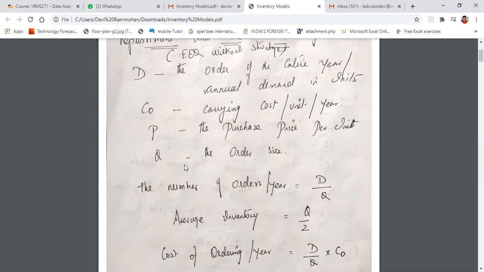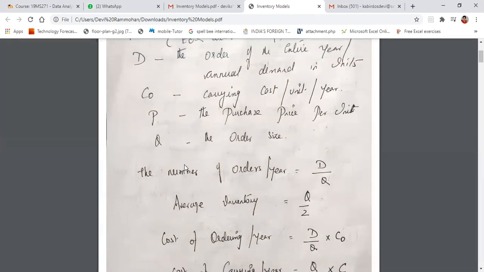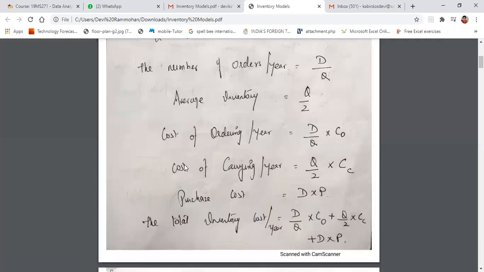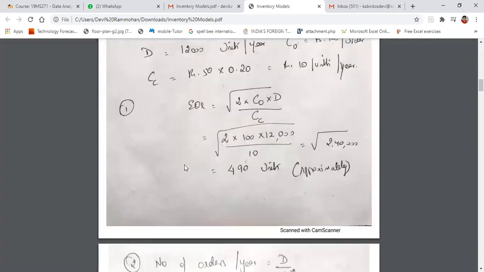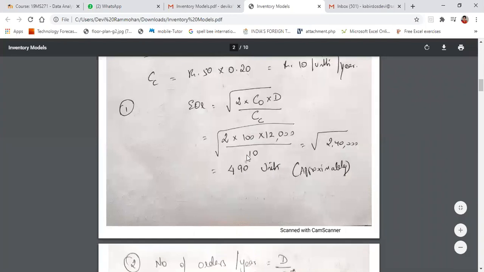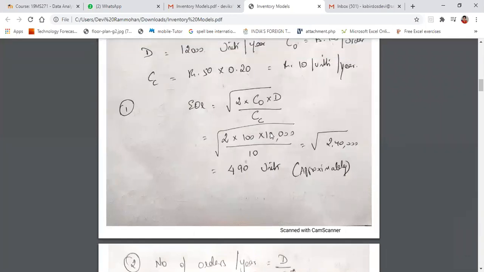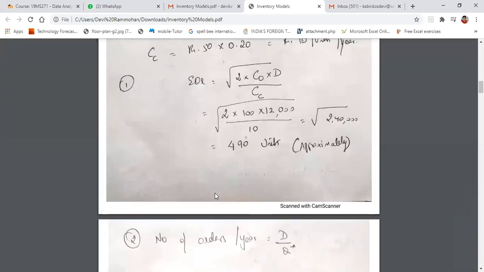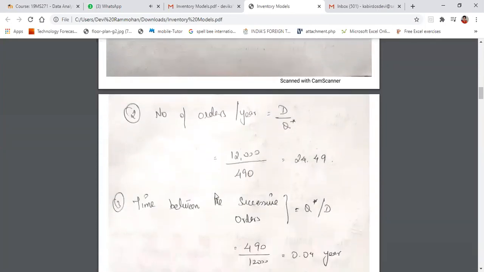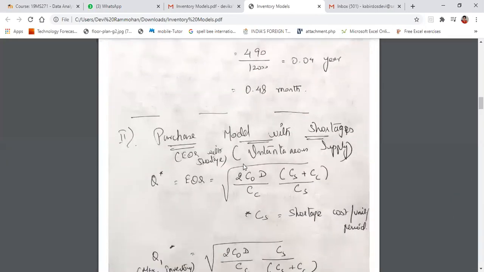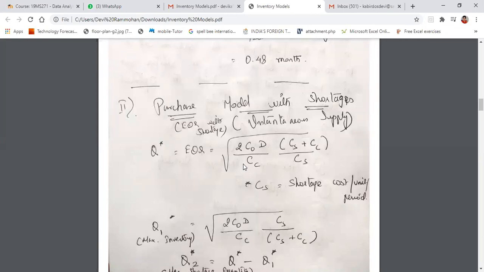Normally people add the purchase cost per unit, but here we are not taking the purchase cost per unit; we go directly with EOQ since it is only the purchase model. The number of orders per year we have taken as T by Q, and the time between successive orders. Another one, I'm not going into the model with shortage now. We have seen the purchase model without shortage, which is a very normal EOQ model.